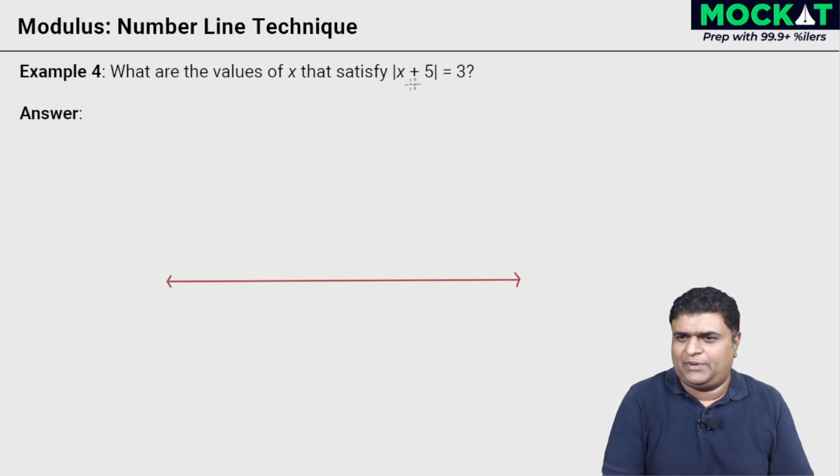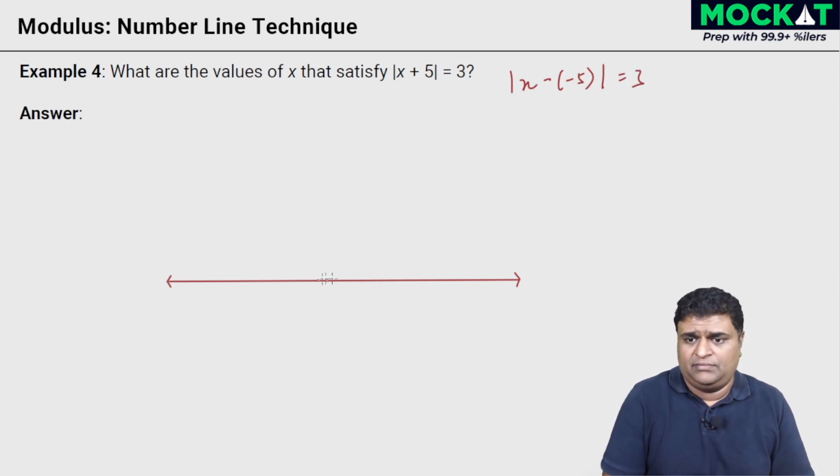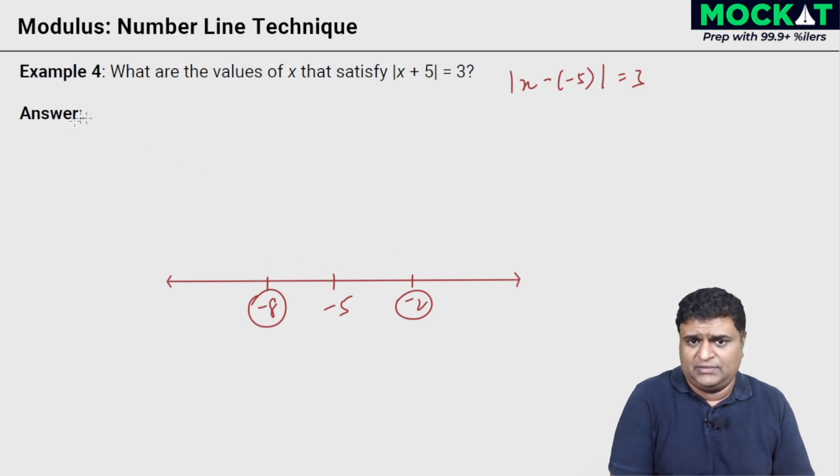Now one more example quickly. Rewrite it as x minus of minus 5 equals 3. Put a minus 5 there. 3 to the right is minus 2. 3 to the left is minus 5 minus 3, which is minus 8. So it's just two values, minus 8 and minus 2.